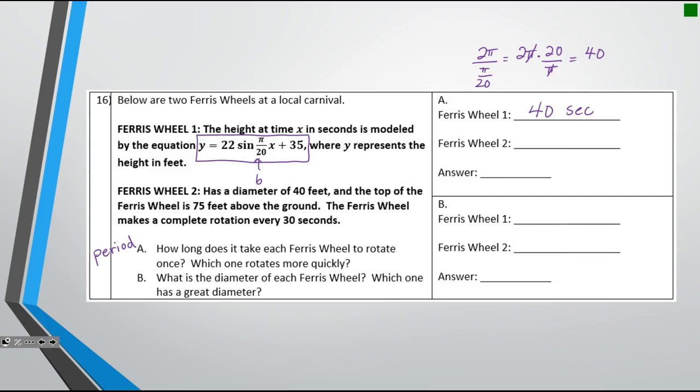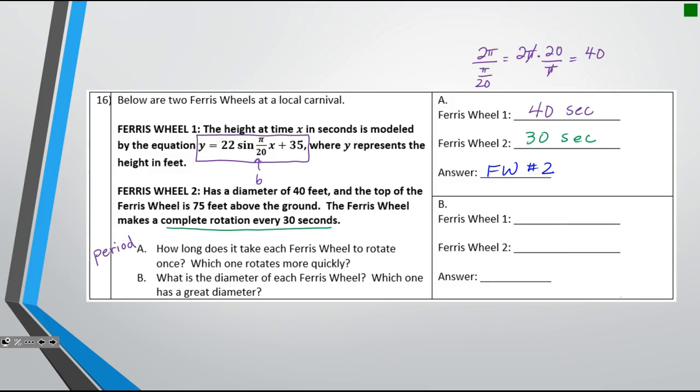For Ferris wheel 2, it just straight up tells me that it completes one rotation every 30 seconds. So this is 30 seconds. And then it says which one rotates more quickly. The one that rotates more quickly is the one that has the faster time, or the lower time. So the final answer here would be Ferris wheel 2. I'm going to write Ferris wheel number 2. That one rotates more quickly.